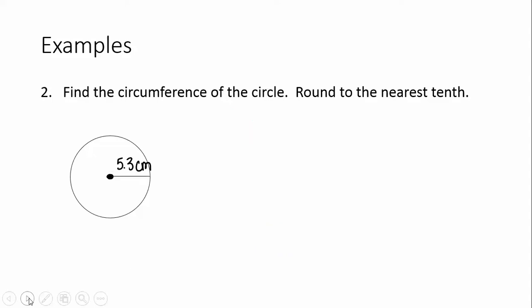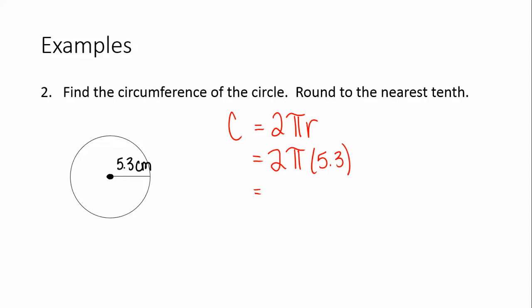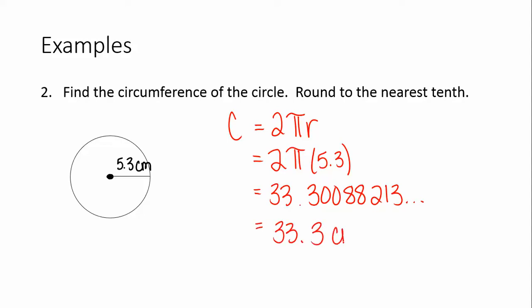Now we have an example where we need to find the circumference, except this time we're only given the radius. So this is where you should use the 2 pi r formula. Again, it's 2 times pi, and the radius, which is essentially half the diameter, is 5.3. When you punch that into the calculator, it's 2 times pi times 5.3, and it gives you 33.30088213, and then it goes on. If we round this to the nearest tenth, it should be 33.3 centimeters.